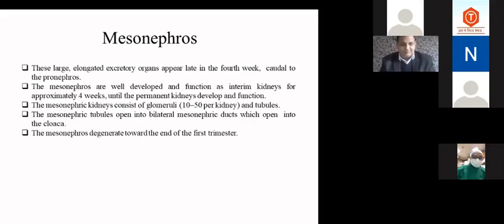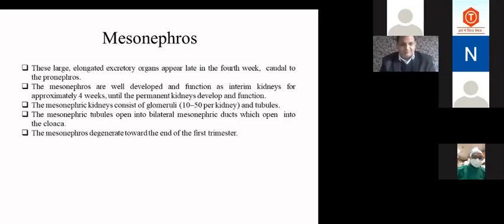Now coming to the mesonephros, these large elongated excretory organs appear late in the fourth week, caudal to the pronephros. The mesonephros are well developed and function as interim kidneys for approximately 4 weeks until the permanent kidneys develop and function. The mesonephric kidneys consist of glomeruli, almost 10 to 50 per kidney, and tubules. The mesonephric tubules open into bilateral mesonephric ducts which open into the cloaca.